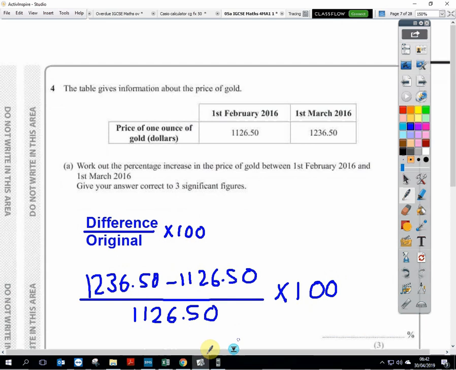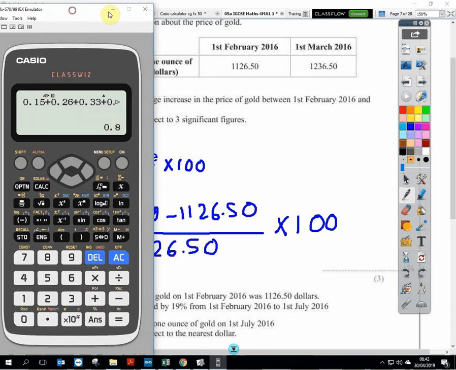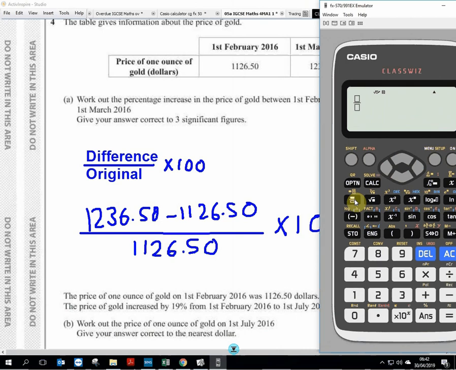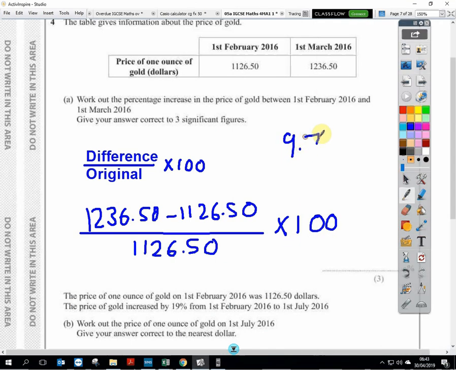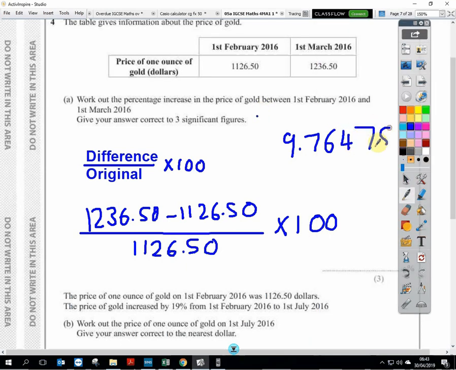What you then need to do is write down the answer. Okay, let's type this in. 1236.50 minus 1126.5, over 1126.5, times 100. Okay, 9.76475. Round this to 3 significant figures. Remember, I always think it's a good idea to copy down the calculated display and then round it. So 9.76.